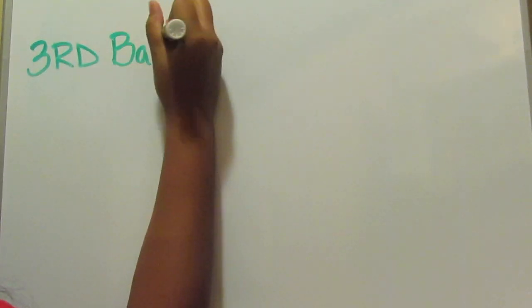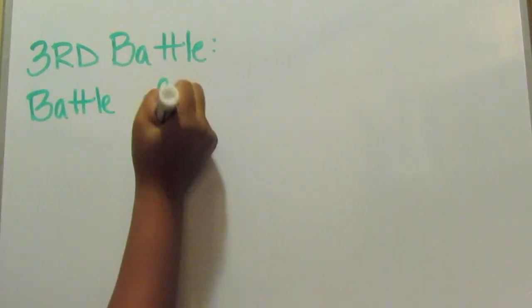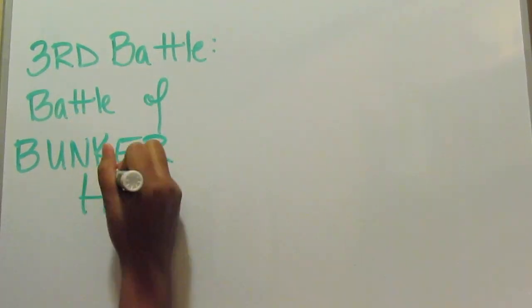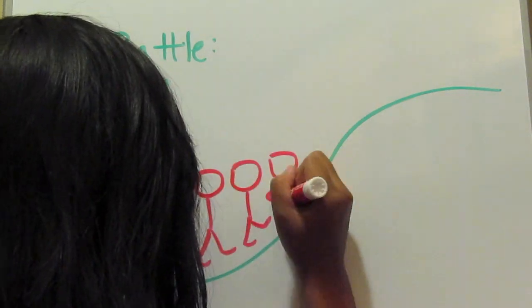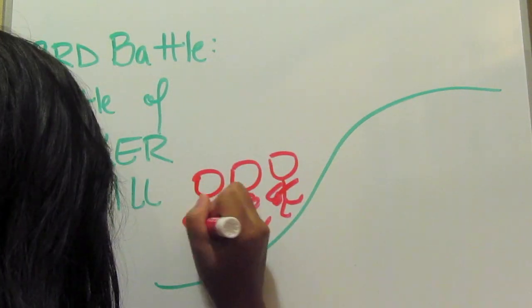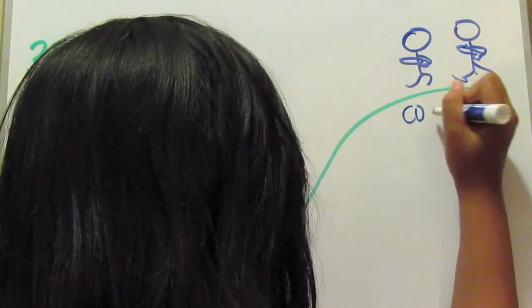The third battle was the Battle of Bunker Hill. Here, Americans were able to push back the British. But once gunpowder finally gave out, they were forced to abandon the hill in disorder. The Patriots surrendered, but they also inflicted many casualties on the British.